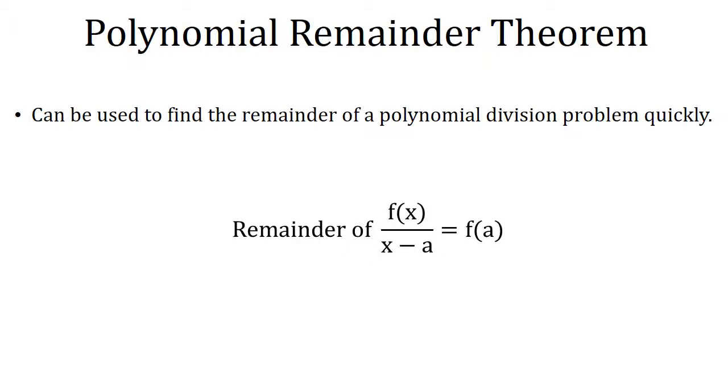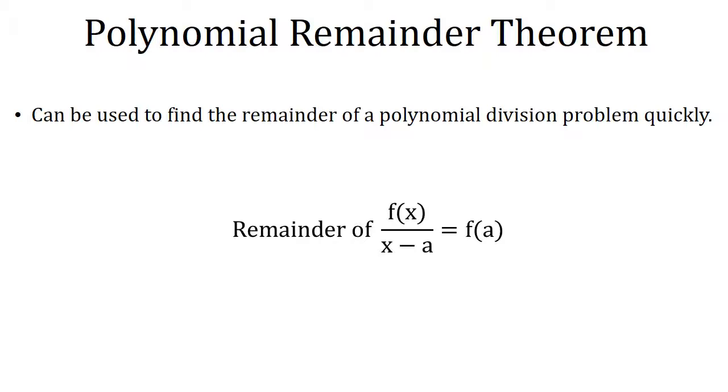This is similar to synthetic division, which I'm sure all of you love. In synthetic division, the leading coefficient of the x minus a has to be a 1, and a could be any constant. And basically what the theorem says is that if you take f of a, where this is f of x, you will get the remainder.